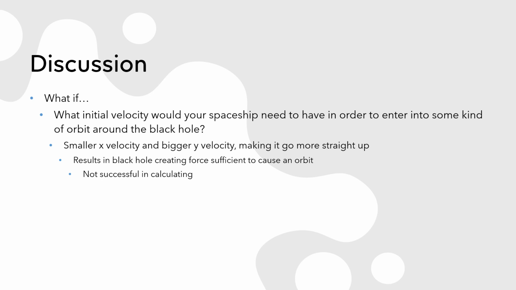And then, what would your initial velocity need to be in order to enter some kind of orbit around the black hole? Well, it would need to be a smaller x velocity and a bigger y velocity, making it go more straight up. This would result in the black hole creating a force sufficient to cause an orbit. However, I was not successful in calculating this. I tried many values and I either got crashing or it shot off. But this is what I would need to do.